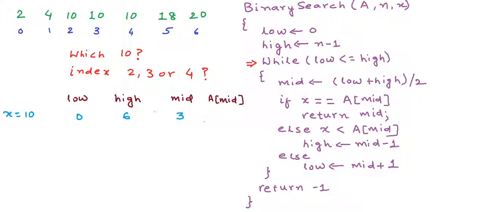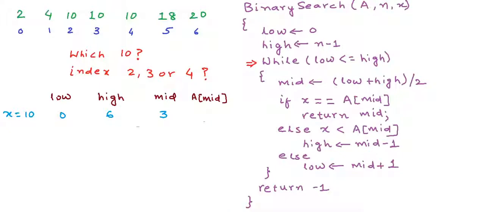Let's also draw a column for a mid. Okay, this looks better. Now a3 is 10. So is x equal to a mid? Yes, it is. So we return 3. And we will say that game over, because we have found 10 in the array, and we return immediately. We do not care that there is another 10 at index 2.